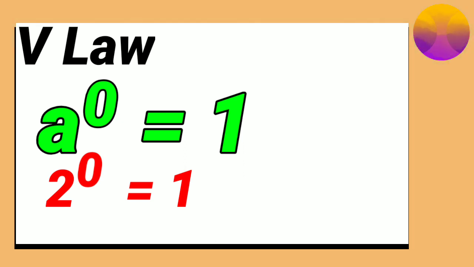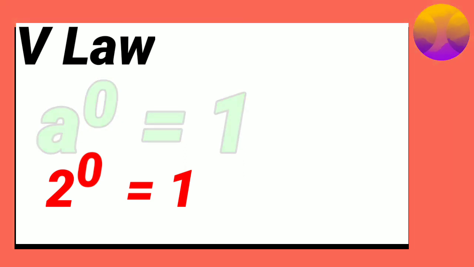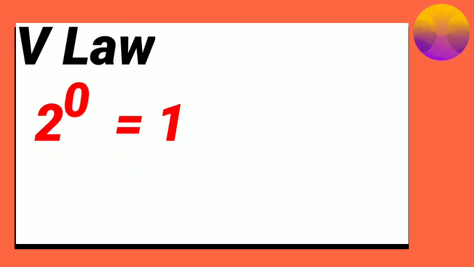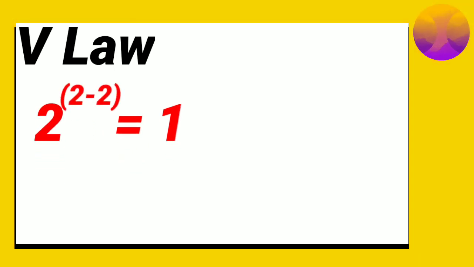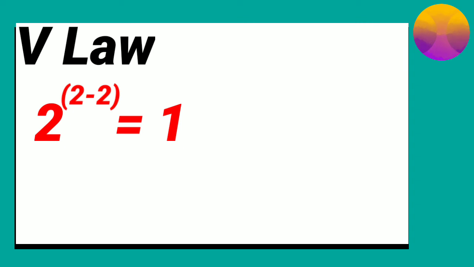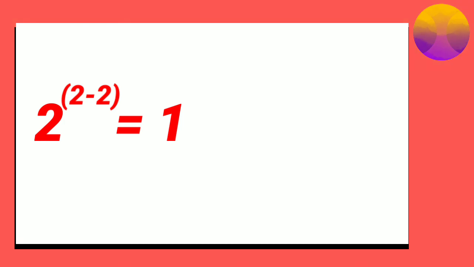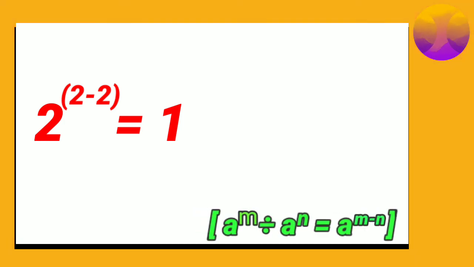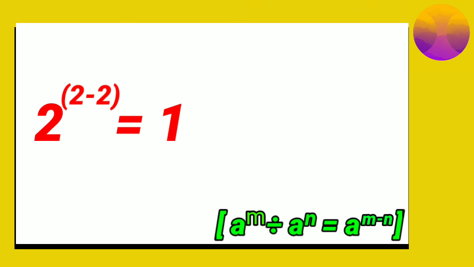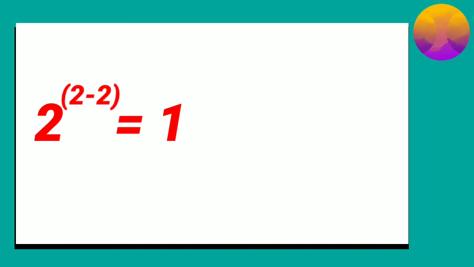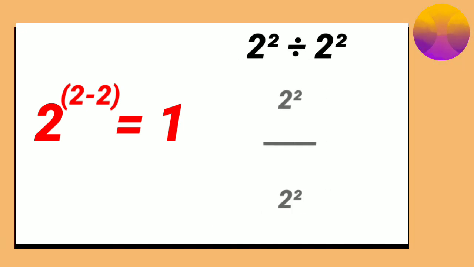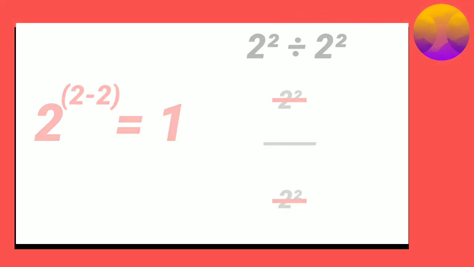Now how can it be got? For example, 2 raised to 0. In place of 0 we can write 2 minus 2. So 2 raised to 2 minus 2 will be 2 square, and since there is a minus, using the second law of exponent it is divided by 2 square. So 2 raised to 2 minus 2 is equal to 2 square divided by 2 square. So 2 square gets cancelled and the answer is 1. In this way we can prove that any number raised to power 0 is equal to 1.